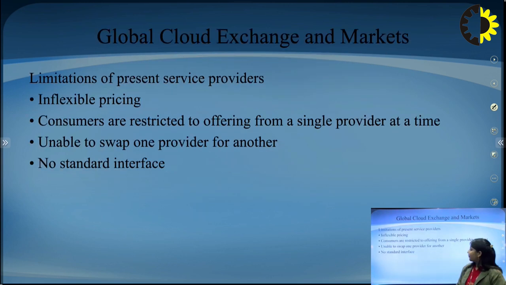So the global exchange addresses the limitations of present service providers. Inflexible pricing is there. Suppose Amazon is going to charge for 1 hour, or for 1 day, in dollar price, or IBM will give you service for some other amount. So there are different vendors and different pricing schemes. Customers are restricted to offerings from a single provider at a time. Consumers have to avail the service from one provider at a time, unable to swap from one provider to another, and there is no standard interface. So there are some challenges over a single cloud.